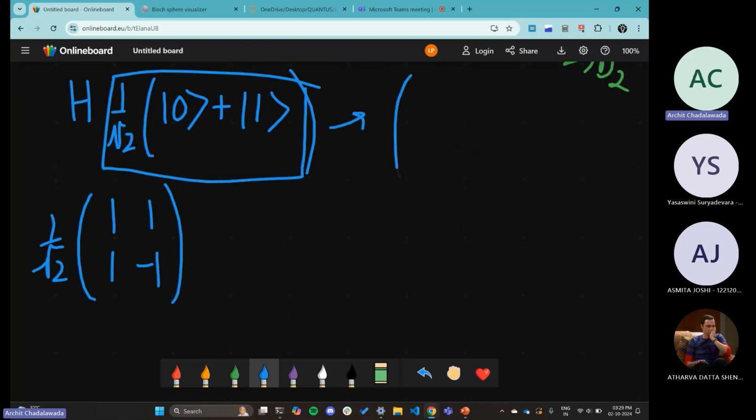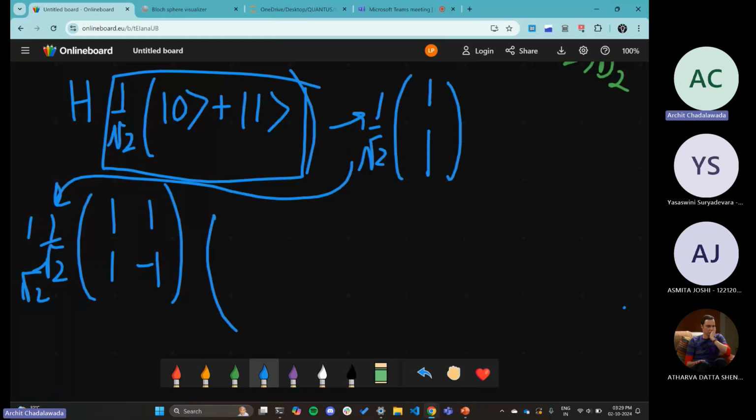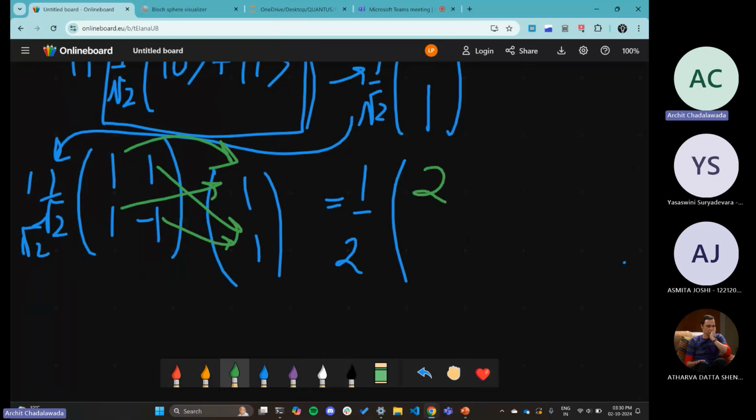Well, we can see it's basically 1 into ket 0 and 1 into ket 1, and 1 by root 2 on the outside. So if we take 1 by root 2 out again, we get 1 by root 2 into 1 by root 2 into this 1, 1 state. Let's actually do the multiplication now. 1 by root 2 into 1 by root 2 is simply 1 by 2, multiplied by 1 into 1 plus 1 into 1, which gives us 2. And 1 into 1 plus minus 1 into 1 gives us 1 minus 1, which is 0. So what we get here is simply the state 1, 0, which is nothing but ket 0.